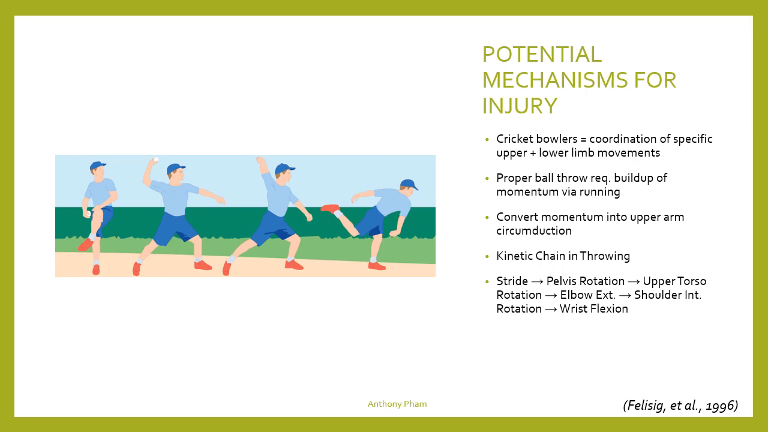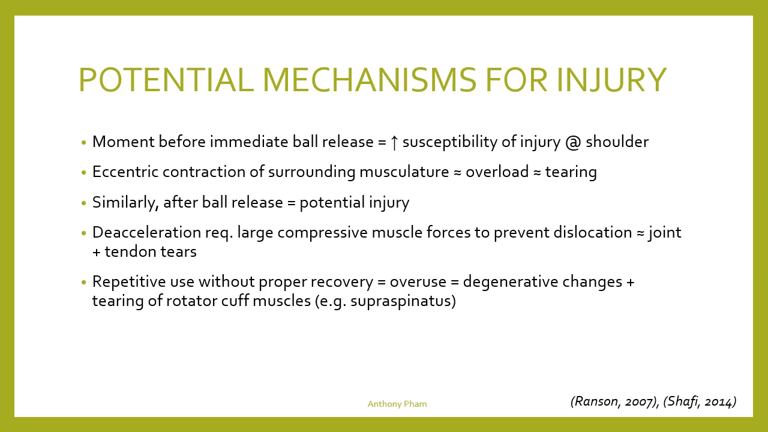The kinetic chain or sequence of movements within throwing can be visualized in the simplified image above. The list of movements starts off with a stride, followed by pelvis rotation, followed by upper torso rotation, followed by elbow extension into a shoulder rotation, before finally wrist flexion. It is believed that at the point of maximum shoulder rotation, in this case prior to immediate ball release, the shoulders are susceptible to injury. This is due to surrounding musculature eccentrically stretching to compensate for torque forces.